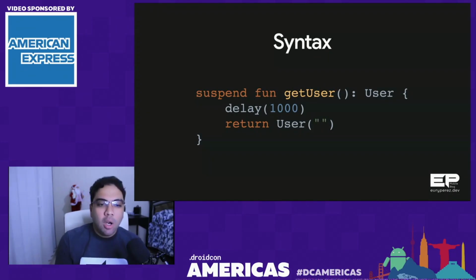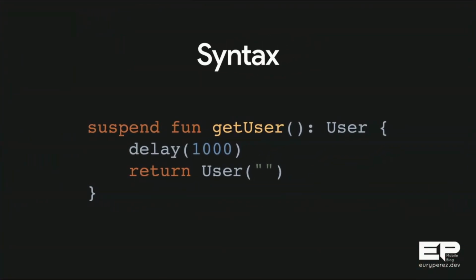This is the syntax of a suspend function. It's a normal function. We just add the suspend keyword in the beginning, before the fun keyword. Also, inside of the suspend function, we can use any of the keywords or functions that we can use inside of a coroutine. For example, we can use the delay function, which is only available inside of the coroutine scope.